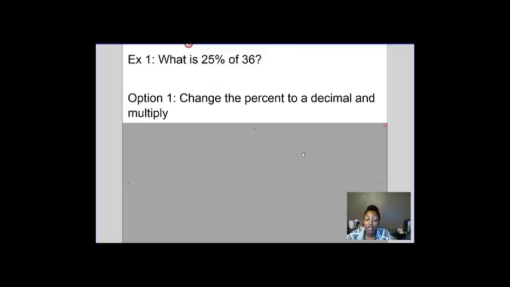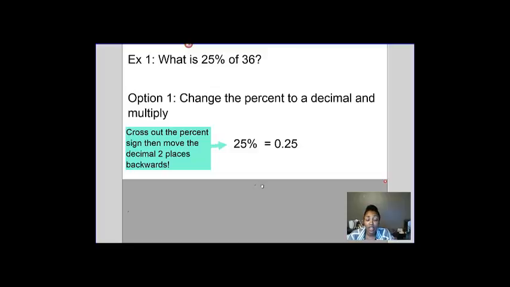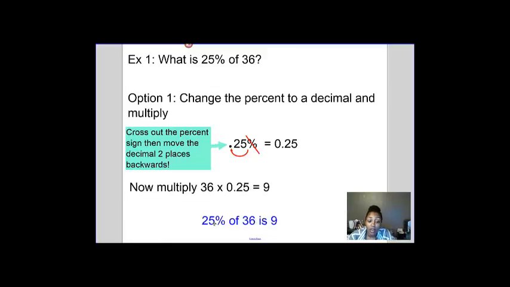To find that answer, I'm going to multiply by the percent. First, I've got to change the percent to a decimal, so I'm going to take 25% and change it to a decimal. I'm going to cross out the percent sign and move the decimal 2 places, and then 25% gives me 25 hundredths. Once I've changed it, I can simply multiply it by 36, and the answer is 9. So that means that 25% of 36 is 9.